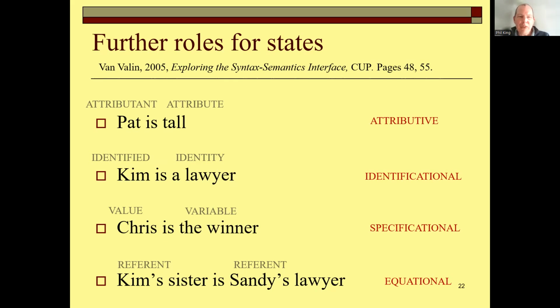And then finally, we have two things which are said to be the same. So this is an equational situation. And the two things here we have, like "Kim's sister is Sandy's lawyer." So we're saying this referent is the same as this other referent in the real world. So the roles here, we might talk about them as being referents, and this is an equational predicate. This just might be useful if you're looking at this kind of example in your text.